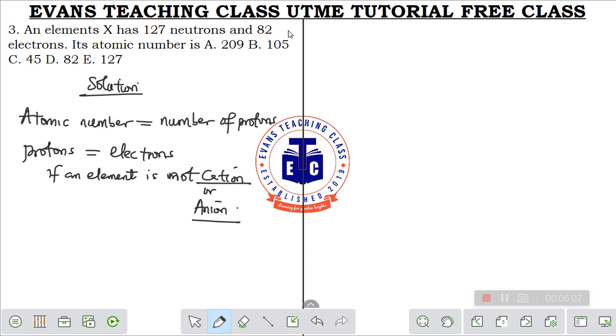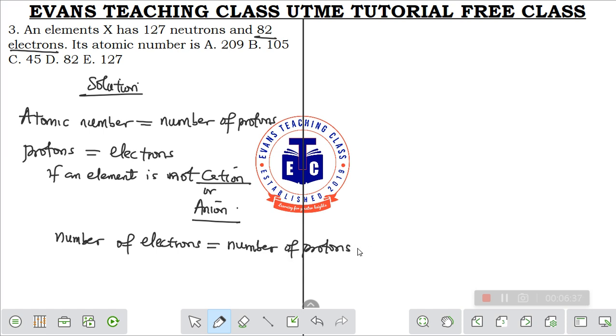So now look at this question. They just say element X. It means it is not losing electron, neither is it gaining electron. So it means this element is neutral. They've given the electrons to be 82 electrons. So it means your number of electrons will be equal to your number of protons. Do you get what I'm trying to say?